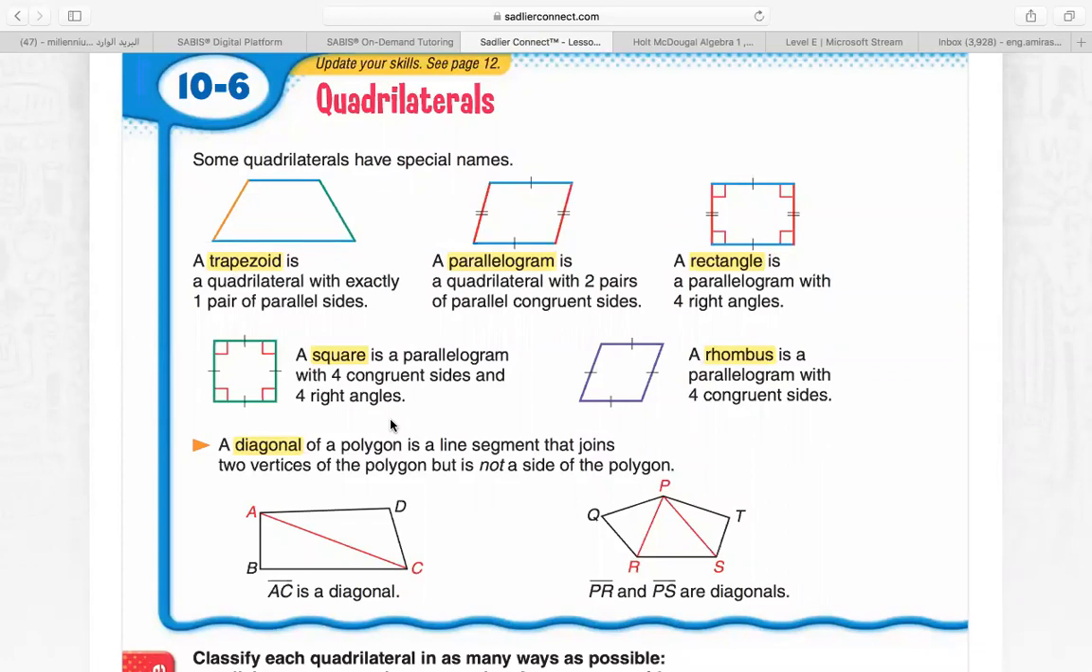So, a trapezoid is a quadrilateral with exactly a pair of parallel sides. What is parallel? Parallel means in the same direction. Okay? The 2 pink lines here are parallel. So I have this side is parallel and this side here is parallel.